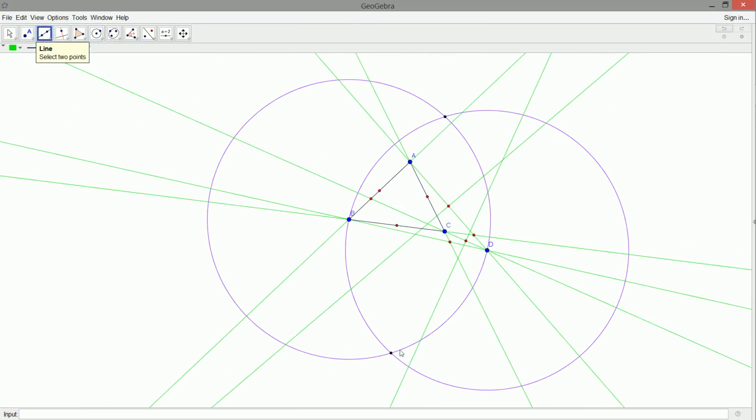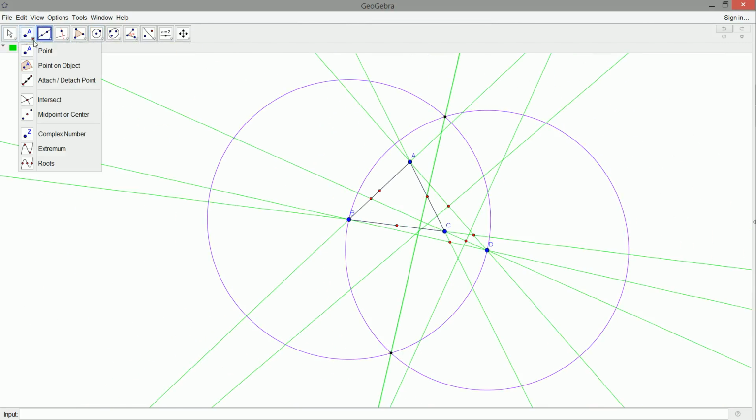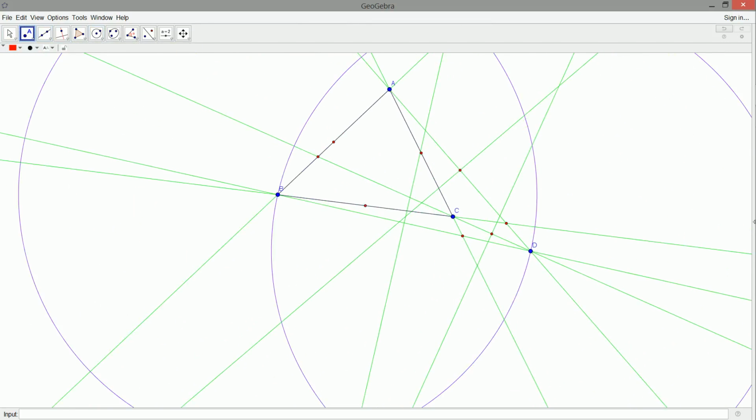Okay. There we go, and we'll have to zoom in just a little bit to make sure we get the right point. And we'll color them red. And now everything not red can go.